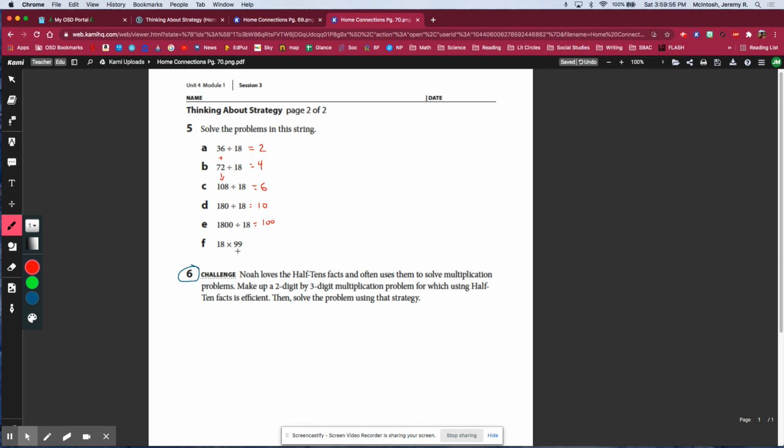And then 18 times 99. So if I know that 1800 divided by 18 is 100, right? So 18 times 100 is 1800. And this is 18 times 99, not 100, but 18 times 99. So it's going to be 18 less than 1800. Taking a group of 18 away.